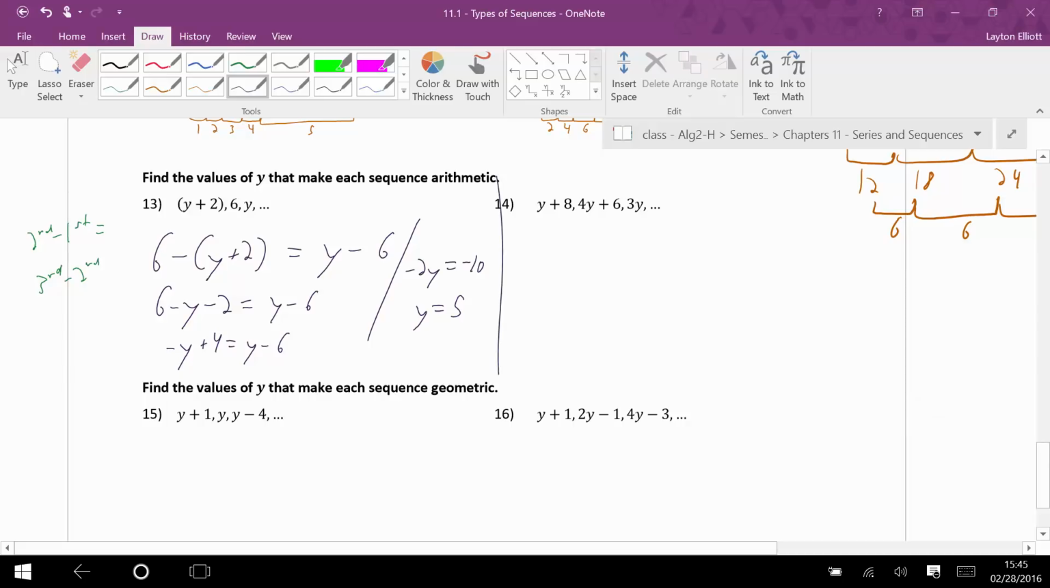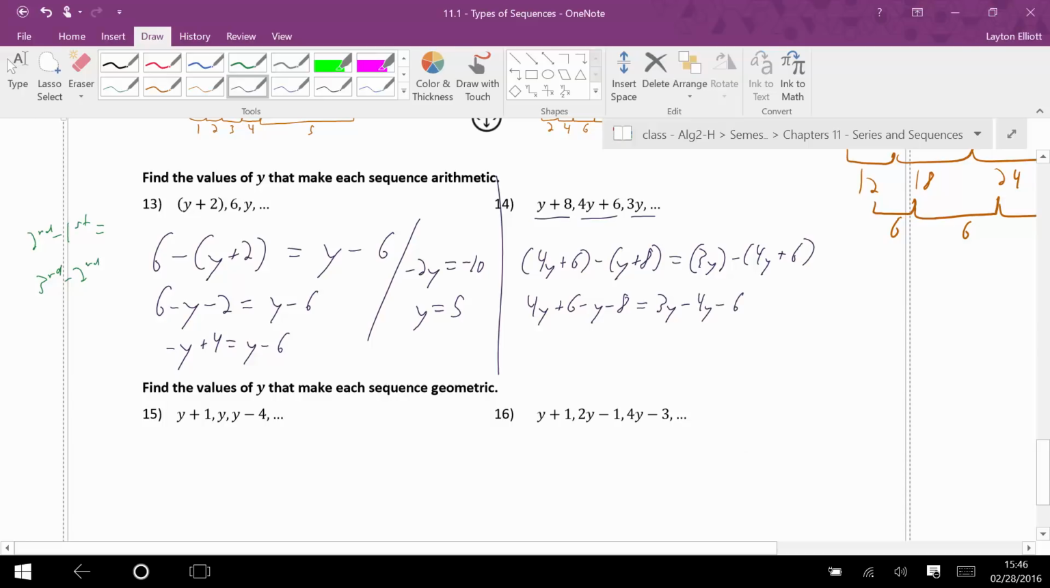Number 14, I have not included the parentheses, but there are 3 terms here, and you should see that. So I want to take 4y plus 6 and subtract y plus 8, and that must be equal to 3y minus 4y plus 6. The 2nd term minus the 1st must be equal to the 3rd term minus the 2nd. So I get 4y plus 6 minus y minus 8, and that must be equal to 3y minus 4y minus 6. So then I get 3y minus 2 is equal to y minus 6, or 2y is equal to negative 4, or y equals negative 2.